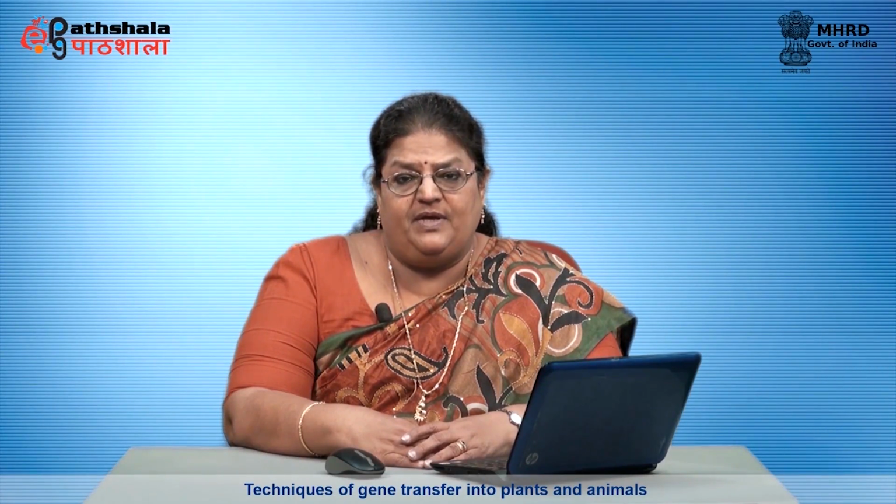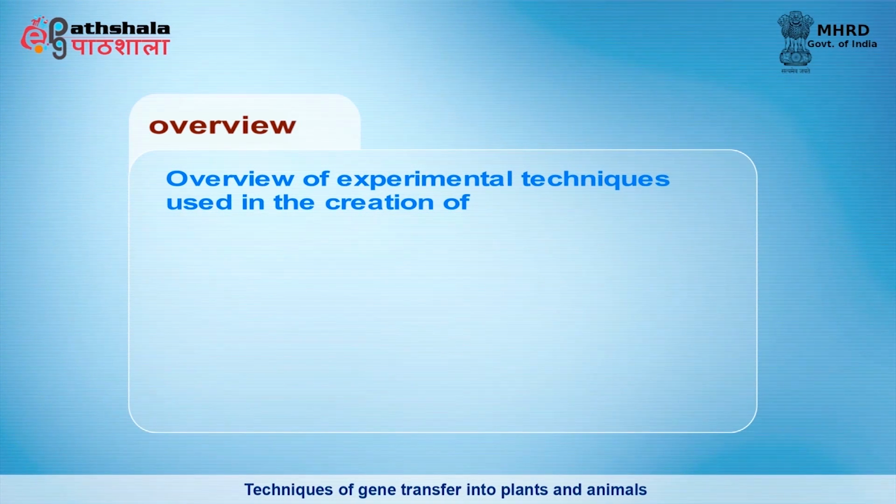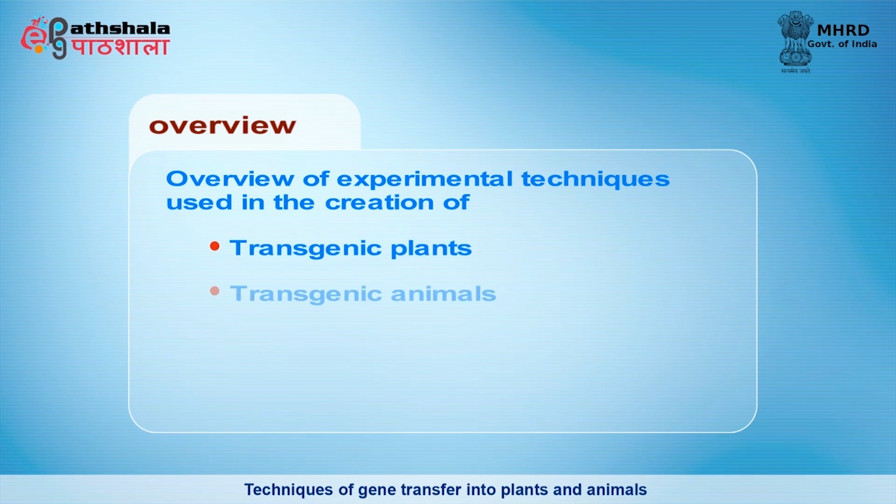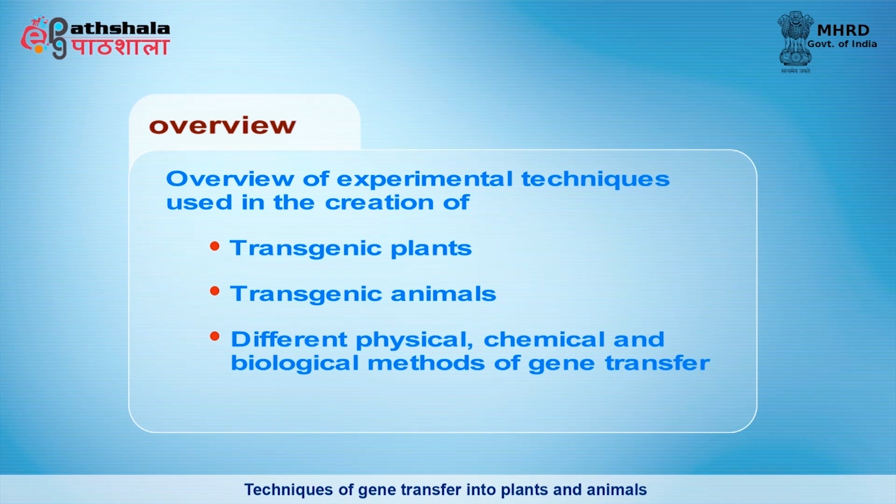As you are already aware, this module is part of the food biotechnology paper. It is designed to give you an overview of the experimental technologies used in the creation of transgenic organisms, including plants and animals. With this, you will be able to understand the differences between the physical, chemical and biological methods of gene transfer into plants and animals, resulting in the formation of transgenic organisms.